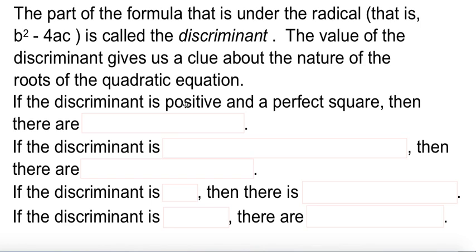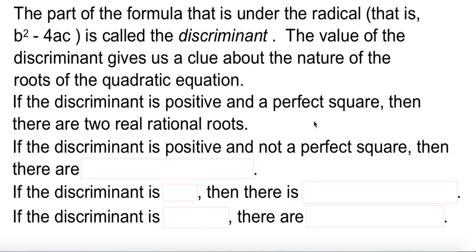If the discriminant is positive and it's a perfect square, then you get two real rational roots. If you have a perfect square there, then you're not getting crazy decimals. If the discriminant is positive but it's not a perfect square, then you get two irrational real roots, or you could say real irrational roots, either way.